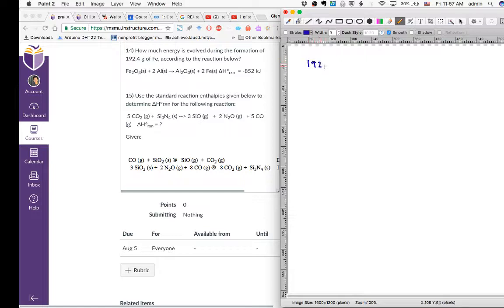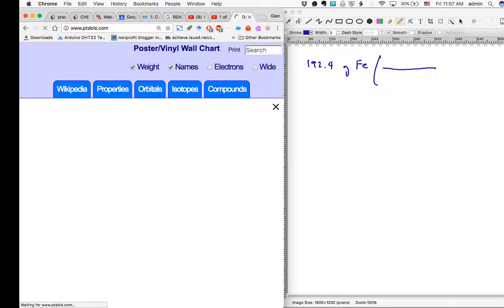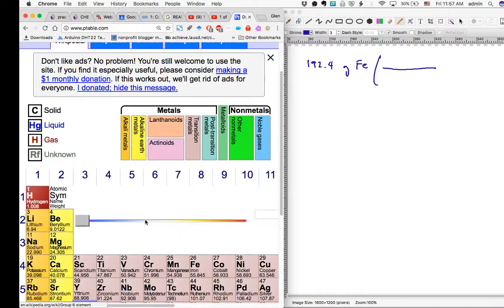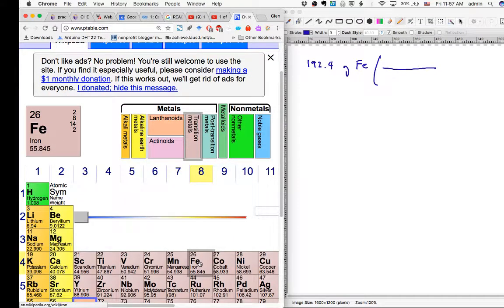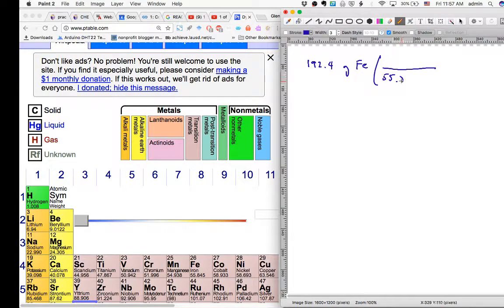Start with the number they gave me. Change this to moles because I'm about to use that chemical equation. Iron is 55.5 grams per mole, I believe it is. There's a periodic table given on the quiz, but I prefer this one sometimes. It's 55.845 grams in 1 mole of iron.